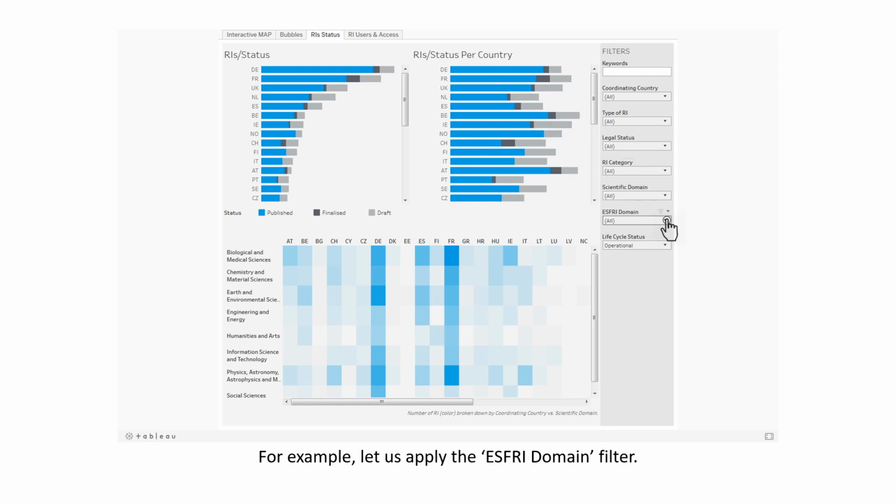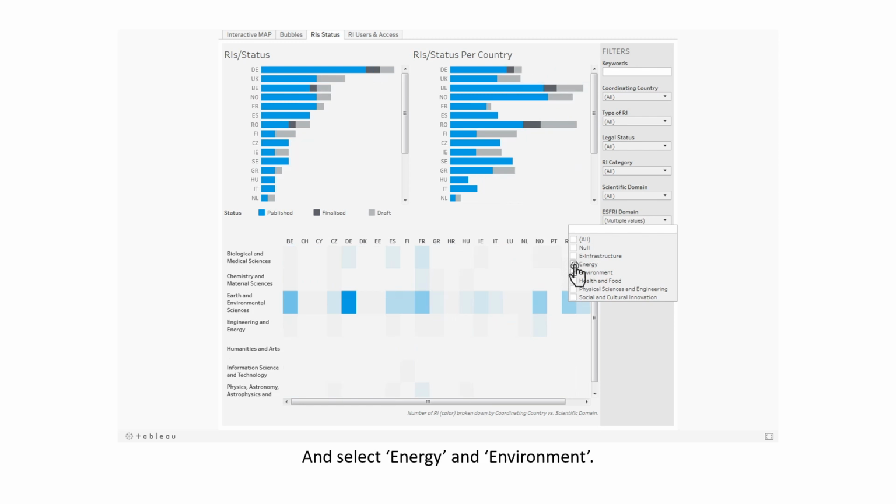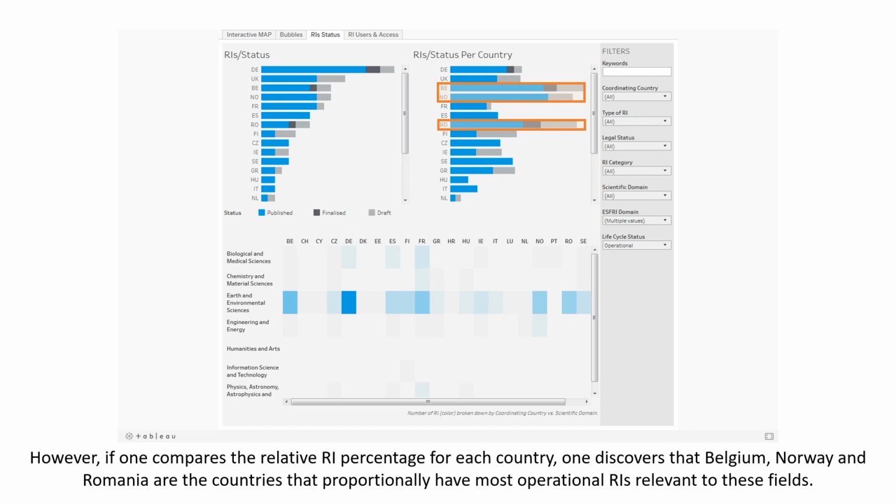For example, let's apply the ESFRI domain filter. Deselect All and select Energy and Environment. The charts have automatically updated. Given the absolute number of RIs, Germany appears to be leading in this field in terms of operational RIs related to these ESFRI domains. However, if one compares the relative RI percentage for each country, one discovers that Belgium, Norway and Romania are the countries that proportionally have most operational RIs relevant to these fields.